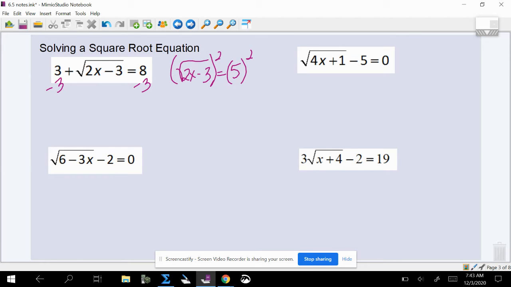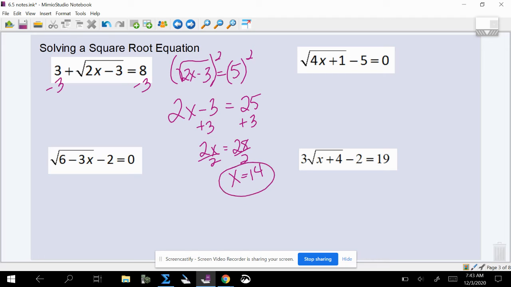I like putting in parentheses to show it. So 2x minus 3 is what you get when the square and the square root cancel, and then 5 squared is 25. And then we want to finish by solving. You'll be left with something very simple to solve. So 2x equals 28 when I add 3, and then x equals 14 when I divide by 2.